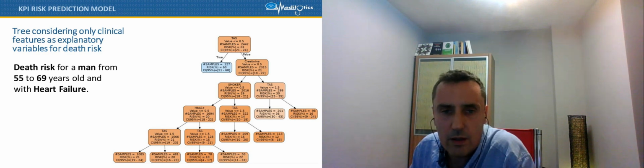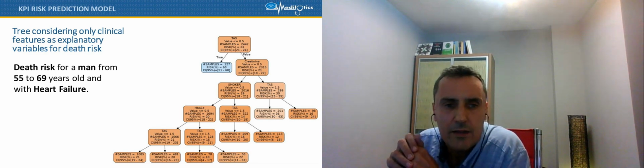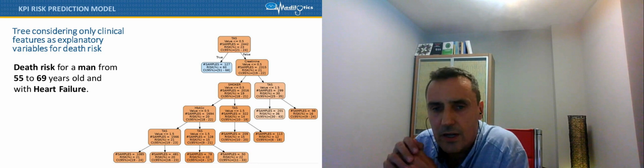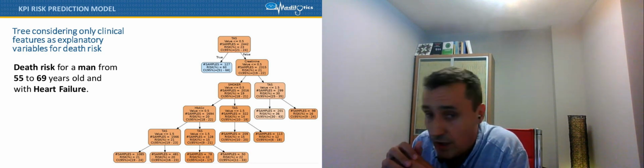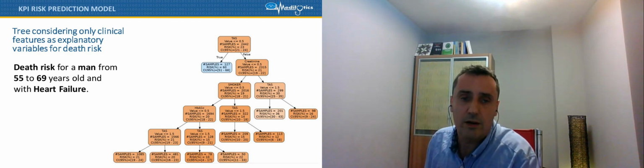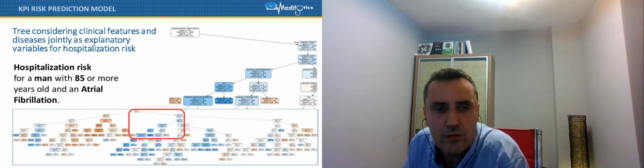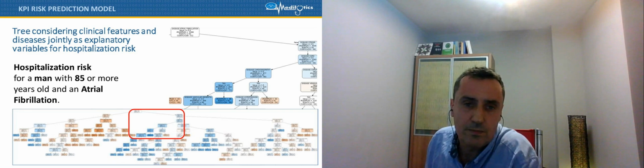The example shown in the corresponding slide shows us a decision tree for death risk for a man from 55 to 69 years old that has heart failure. As you can observe, each individual belongs to a final node, and the blue color represents a higher risk, and the red color a lower risk. This is another example for hospitalization risk for a man 85 years old that has atrial fibrillation.